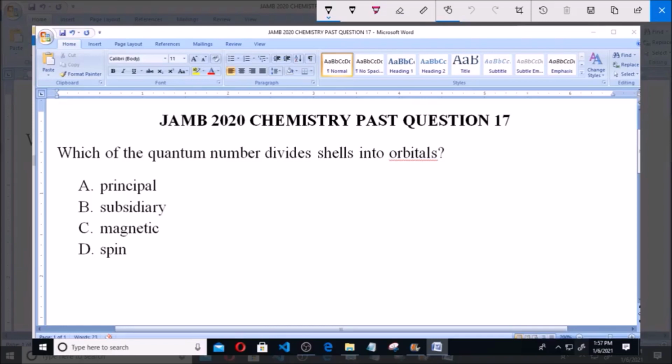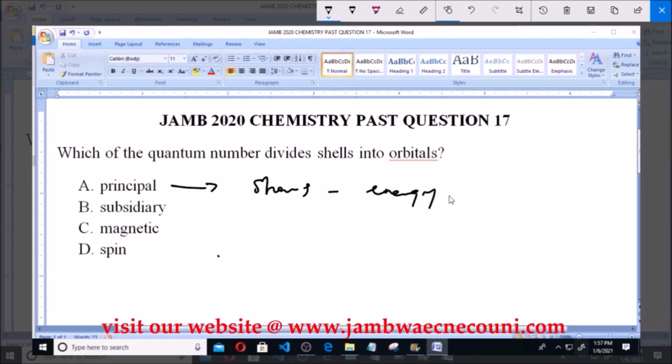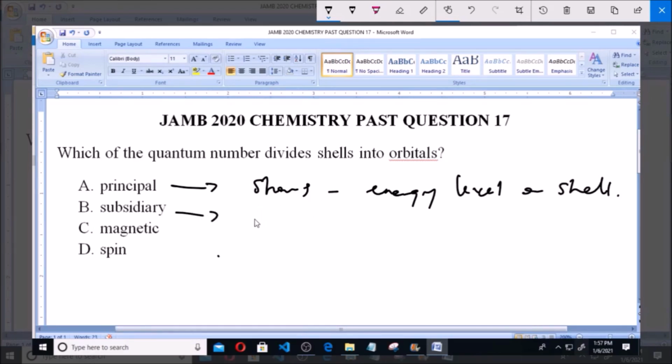Which of the quantum number divides shells into orbitals? A. Principal, B. Subsidiary, C. Magnetic, and D. Spin. Now the principal quantum number simply shows the energy level. It shows the energy level of shell. The subsidiary quantum number represents the sub energy level, or what we call the subshell level.